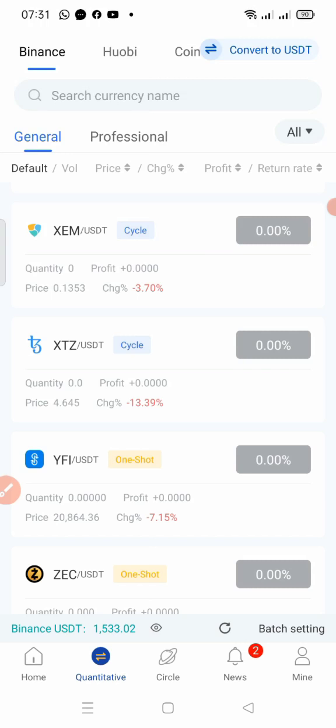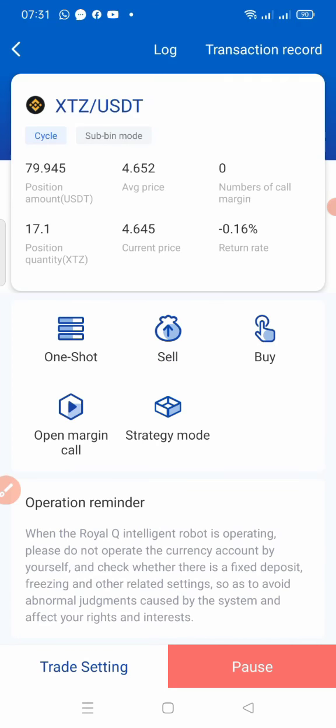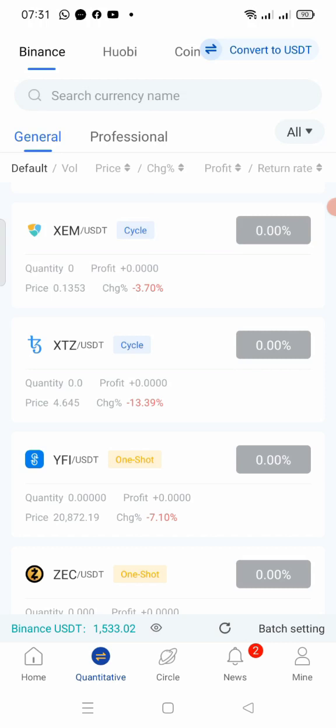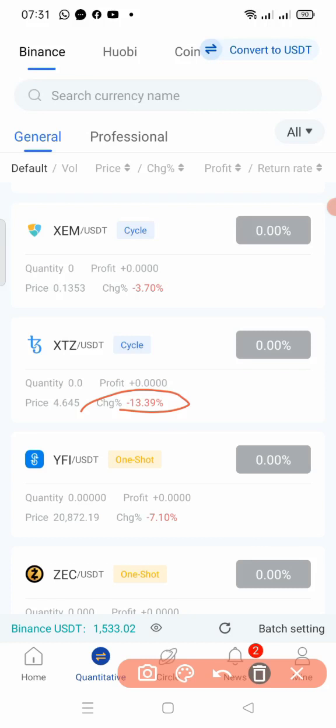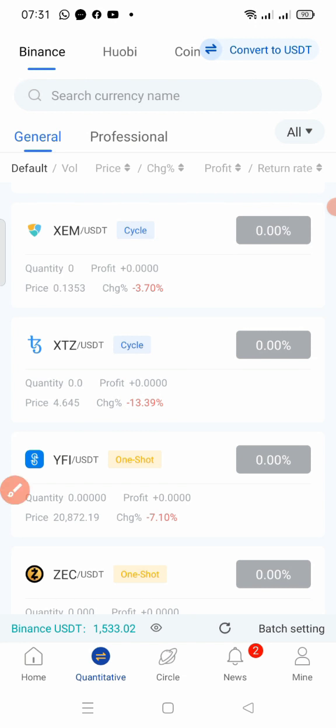So that's it. I started this trade on XTZ, and what is going to happen now is that you see XTZ keep moving on from this minus 13 to buy sell several times, and I'll be monitoring it. Once it gets to 3%, I'll put it on one shot.